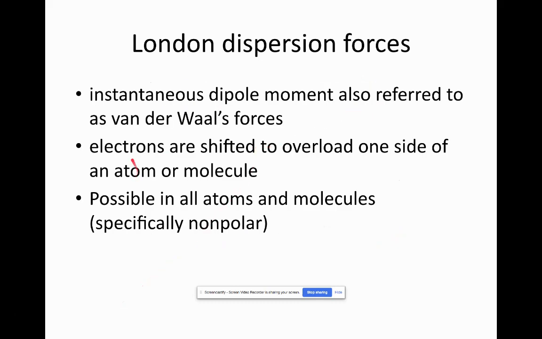Now, London dispersion forces, these weak intermolecular forces, occur in particles that are non-polar. Of course, it can occur in any particle, but it is the only force of attraction between particles that are not polar. What happens is the electrons are momentarily lopsided on the molecule. The molecule is originally nonpolar. The electrons end up collected to one side of the molecule, making that side temporarily partially negative and the other side of the molecule temporarily partially positive.